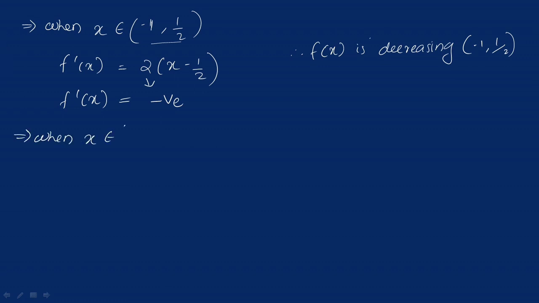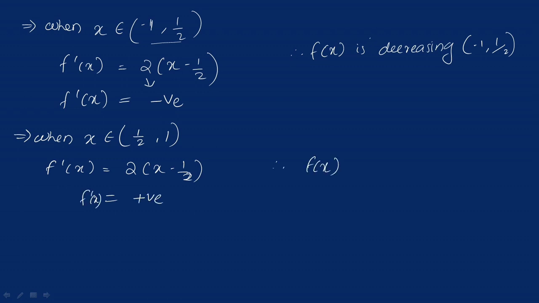Now when x belongs to the next interval, that is from 1 by 2 to 1, we have f dash of x, that is 2 into x minus 1 by 2. Again we are applying a value in between 1 by 2 to 1. We have 2 into the x minus 1 by 2 becomes a positive quantity. 2 into a positive quantity is a positive quantity itself. So f dash of x is a positive quantity. So f of x is increasing in the interval 1 by 2 to 1.